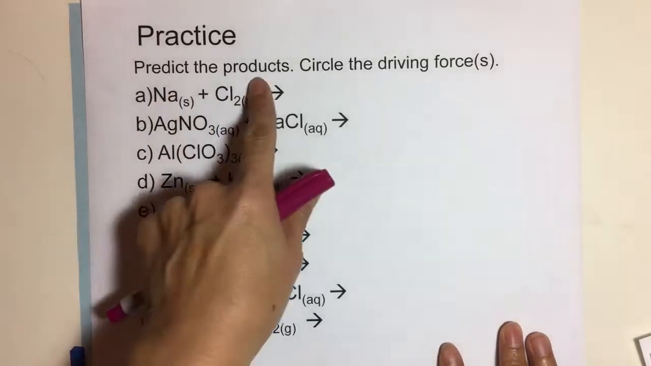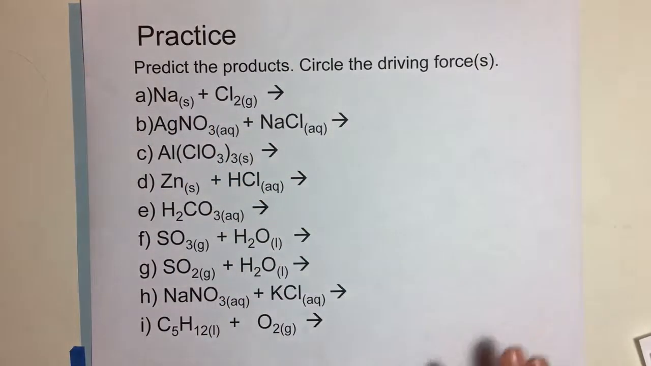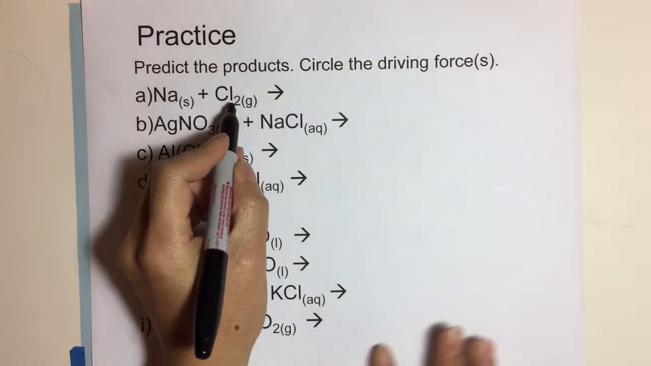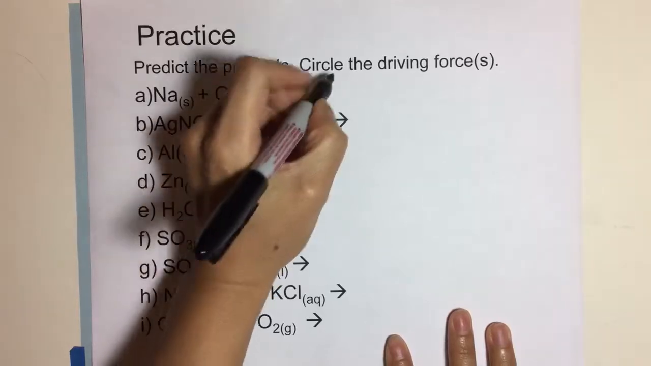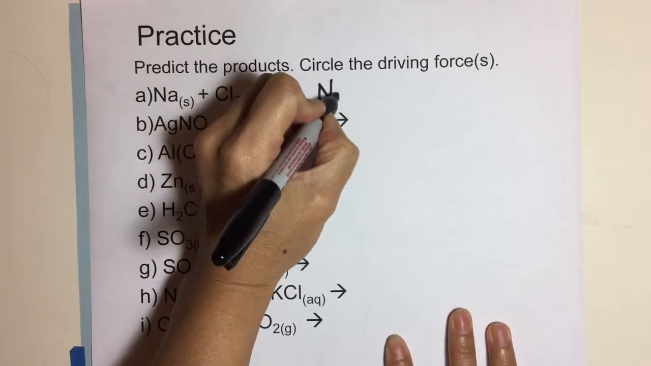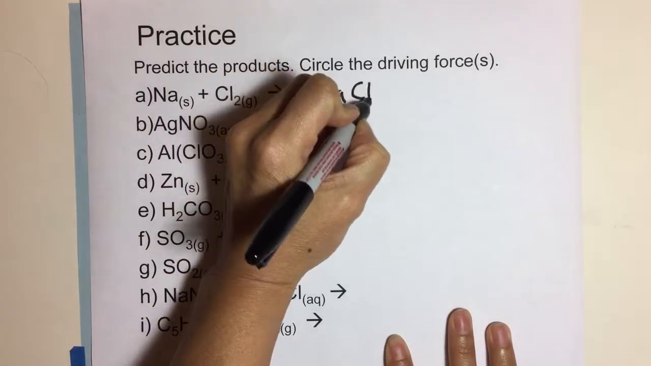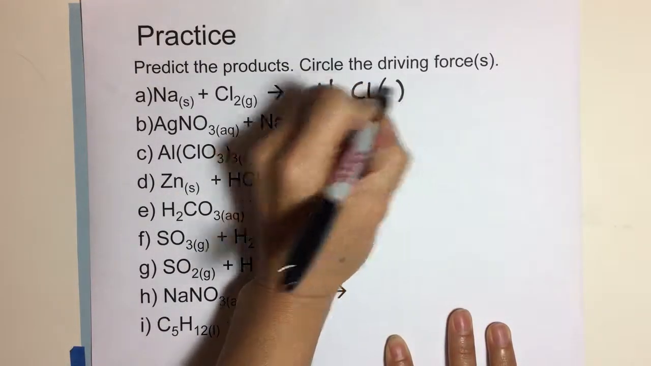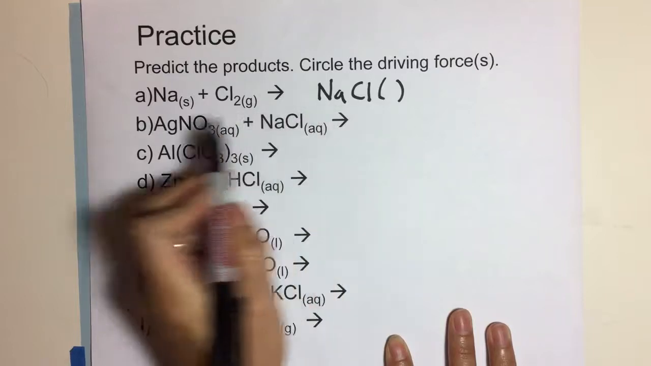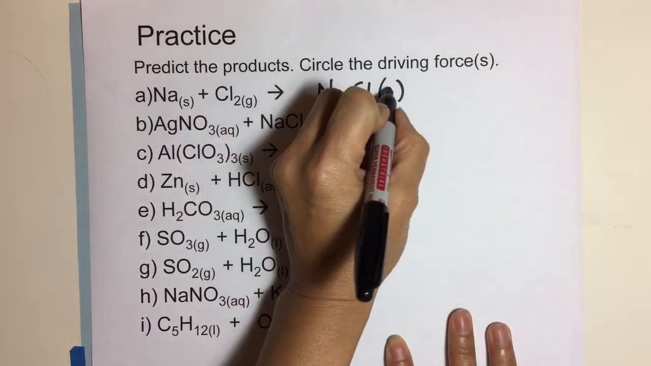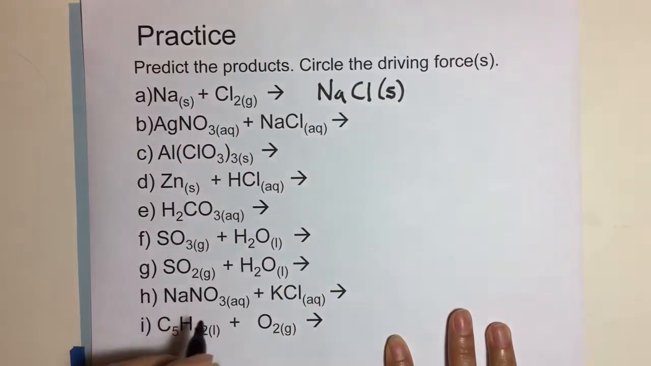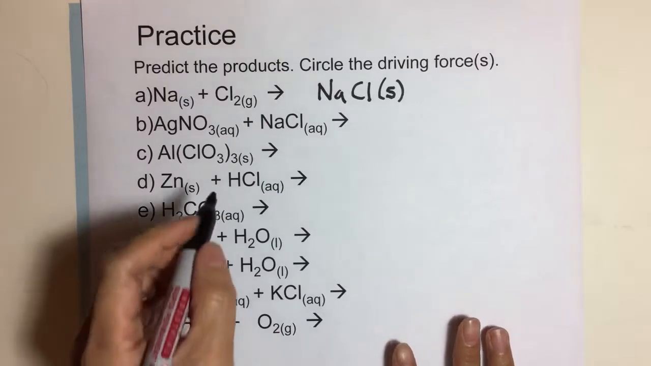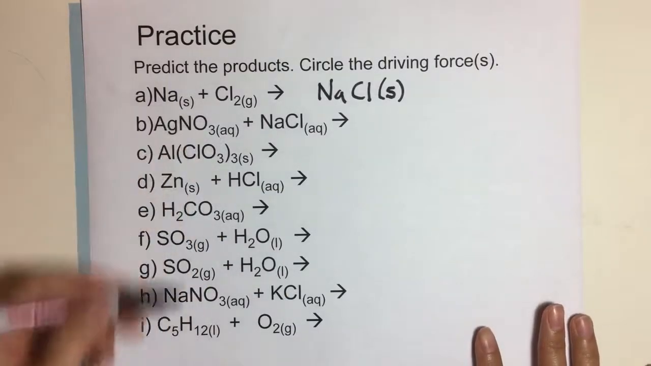So here, let's go ahead and start our practice. We're predicting the products, and we're also circling any driving force. So here I have a metal and a nonmetal. It looks like it's a synthesis reaction. So a metal and a nonmetal will form an ionic compound, NaCl. And the state of matter of this substance, since it's ionic and it has intramolecular force, is solid. Okay? We won't balance any of these reactions, but we'll circle the driving force after we're done with this set of problems.